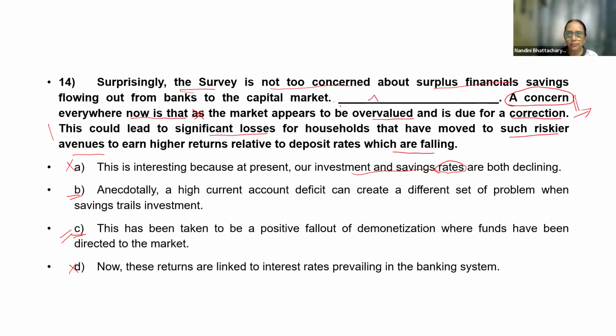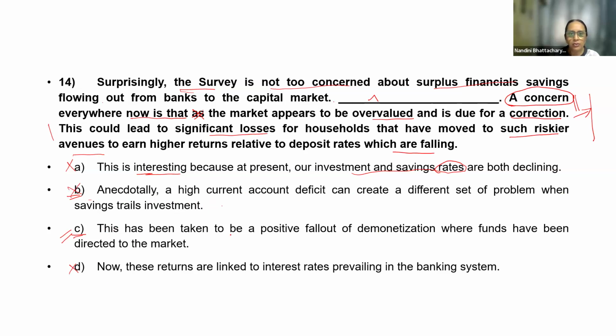So what do we need here? So this is interesting because at present our investments and saving rates are both declining. Is that relevant to the problem that is coming up? No. It just says it is interesting. We don't want to know whether the fact is interesting or not. We need to connect to the second part. Anecdotally, a high current account deficit can create a different set of problems when saving trails investment. Is this in the scope? Not in the scope, so eliminated.